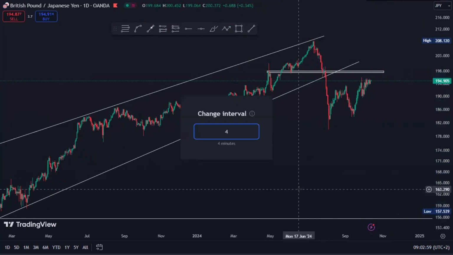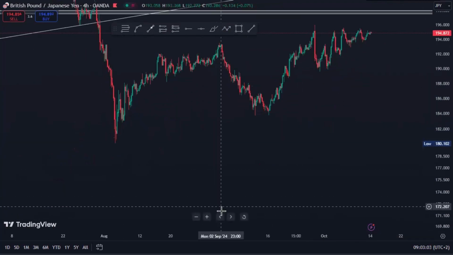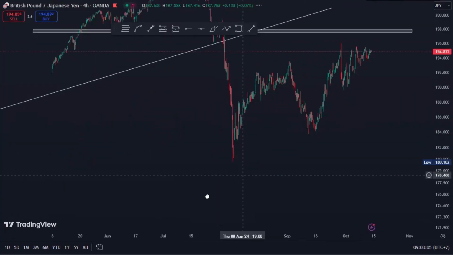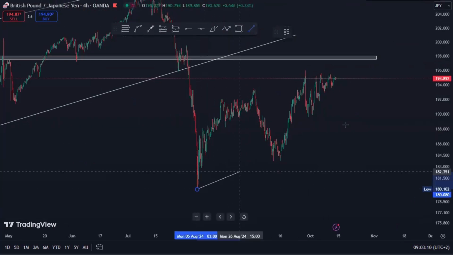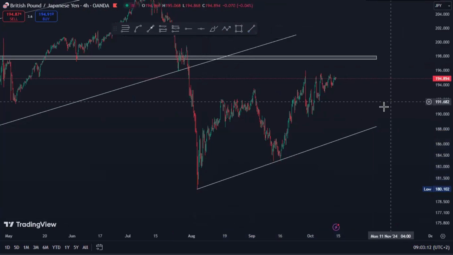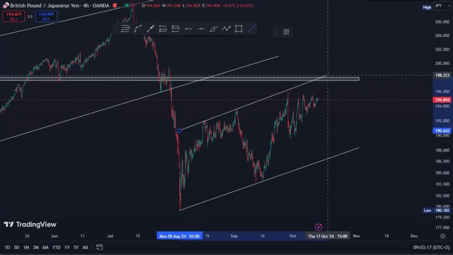Right. So let's go to H4. So on H4, it gets a bit interesting, guys. Right. So as you can see here, we have this channel. We call it what? A continuation pattern, guys. It continues the direction of the market, actually.